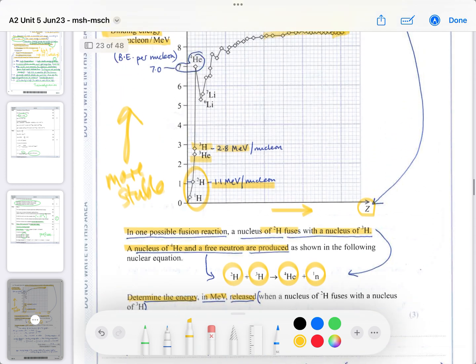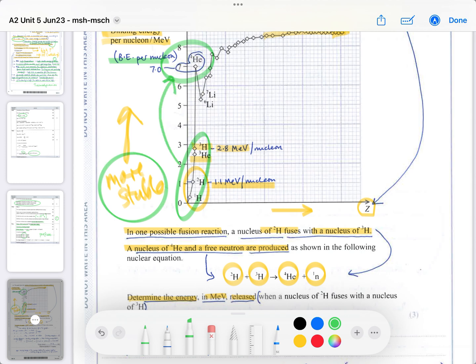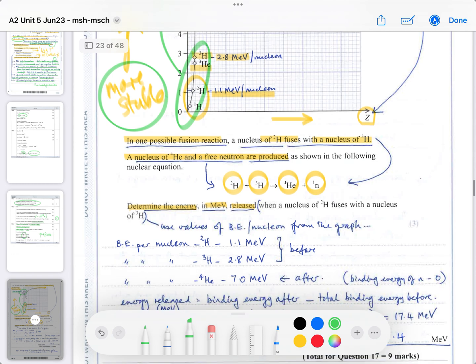Okay, and you'll see that helium, I'm going to put it in green, has a very high binding energy per nucleon, about 7 compared to the hydrogens and helium-3, which are below 3. So we're making something more stable as we go from there to there. So going up this curve, going up this graph, increases stability and releases mass energy. Okay? So we want to work out the energy released in mega electron volts when the fusion happens.